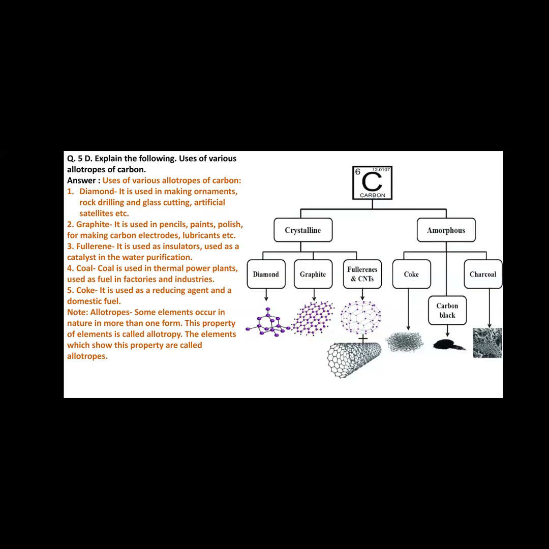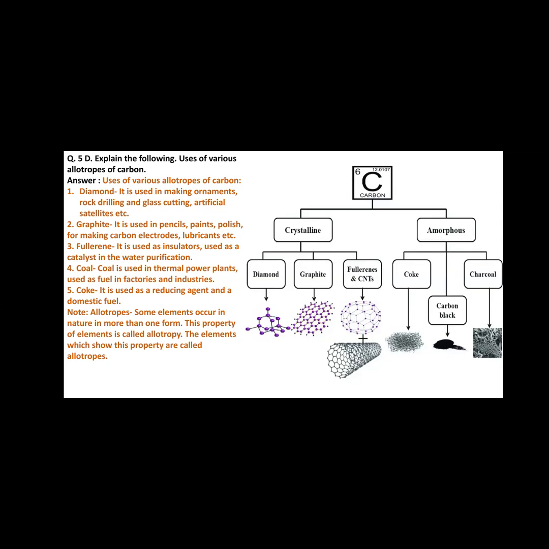How do we understand what an allotrope is? Some elements occur in nature in more than one form. This property of elements is called allotropy. The elements which show this property are called allotropes. So a single substance but available in many forms is known as allotropy.